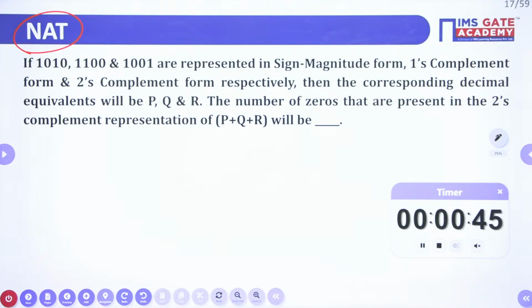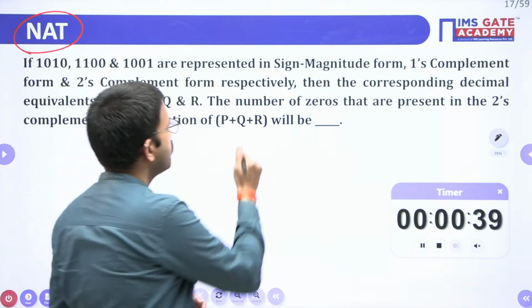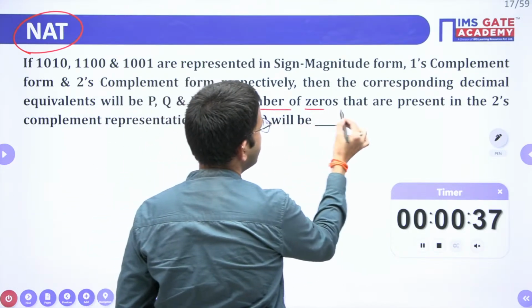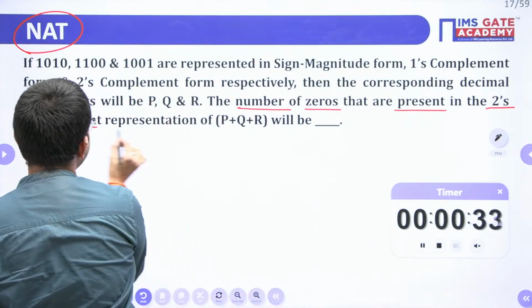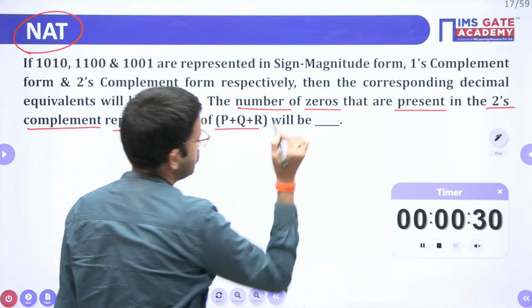Yes, Revant, whatever P plus Q plus R value you got is correct. But in this question, they are asking for the number of zeros present in the 2's complement representation of P plus Q plus R.